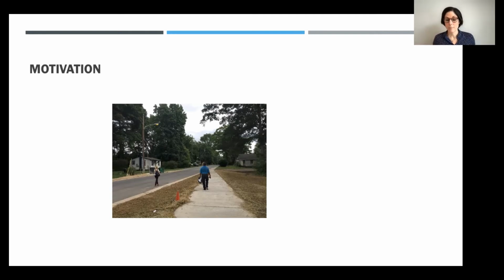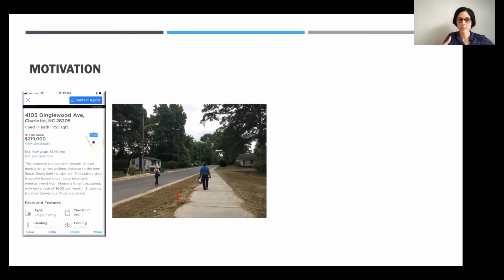So I did what I normally do when I'm trying to learn about a city, which is I pulled out my phone and I pulled up an app called Zillow, which in the US is our kind of real estate listing app. And I find that when I start reading these descriptions, it gives me a sense of the place that I'm dealing with.